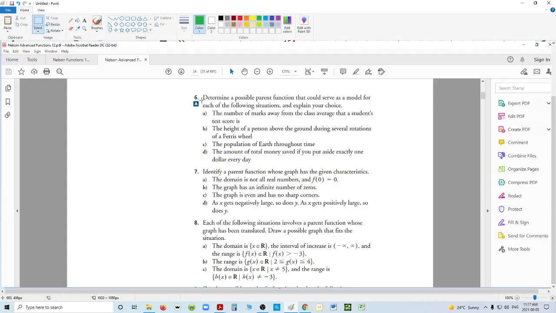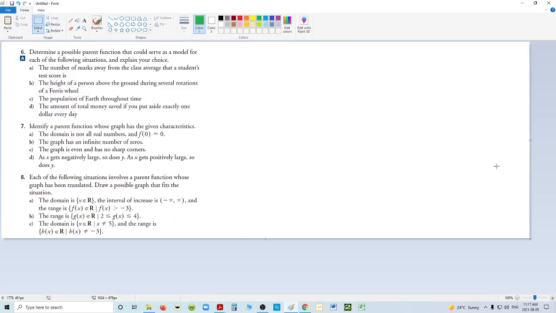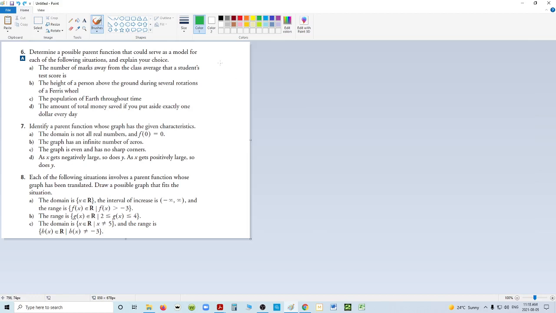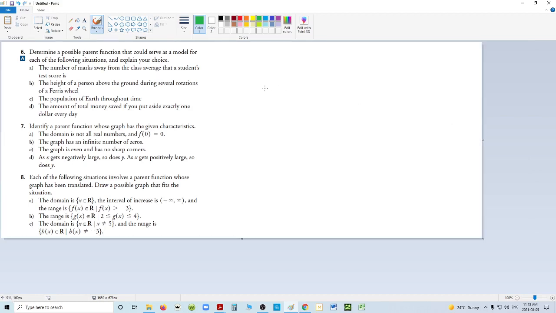Determine a possible parent graph for the following. Yeah, I hate these. These to me are useless. And explain your choice. The number of marks away from the class average that a student's test score is, that would be an absolute value. Much like that number line we use, the middle would be the class average, and all the marks away would be an absolute value. The height of a person above the ground during several rotations of a Ferris wheel, that would be a sine curve. All wheels follow a sine curve.